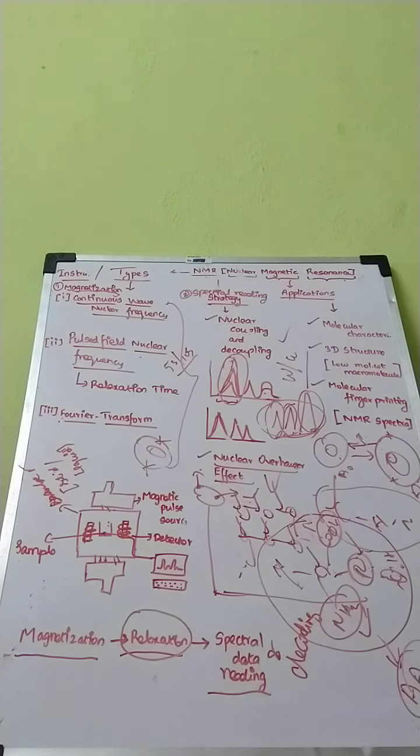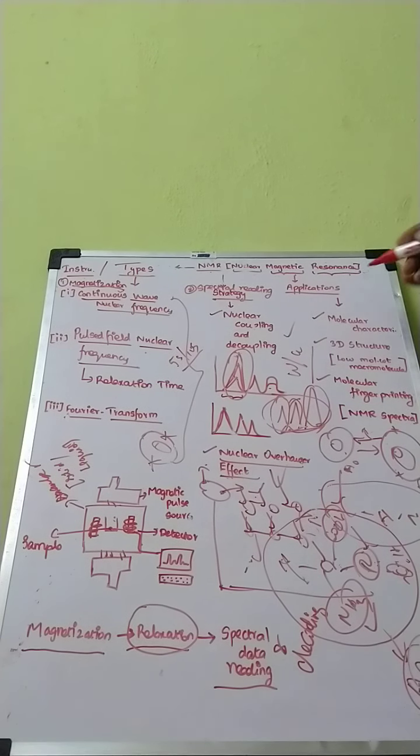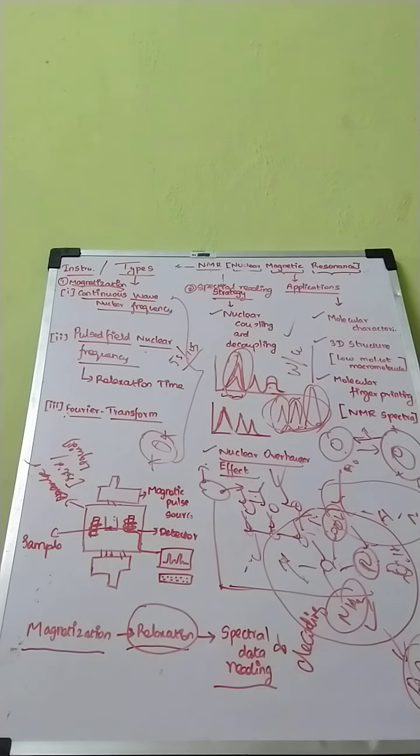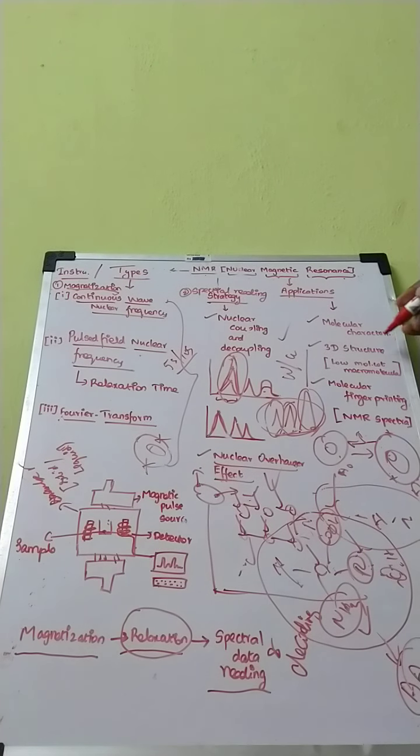Coming to the next aspect, applications of NMR. NMR is applied in three major ways. First one, molecular characterization. That is what we have seen so far. If I give you a chemical molecule or biological macromolecule, you can study the atom-level information about the molecule and predict what kind of molecule it is and what its physical, chemical and structural aspects are. Next one, as I just told you, 3D structure.